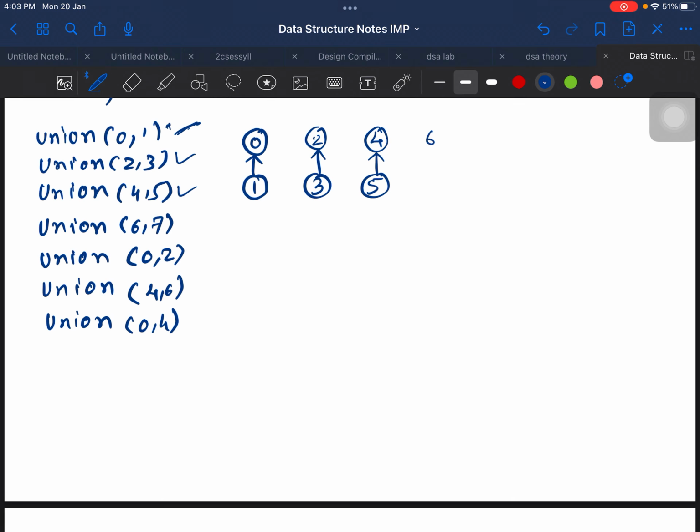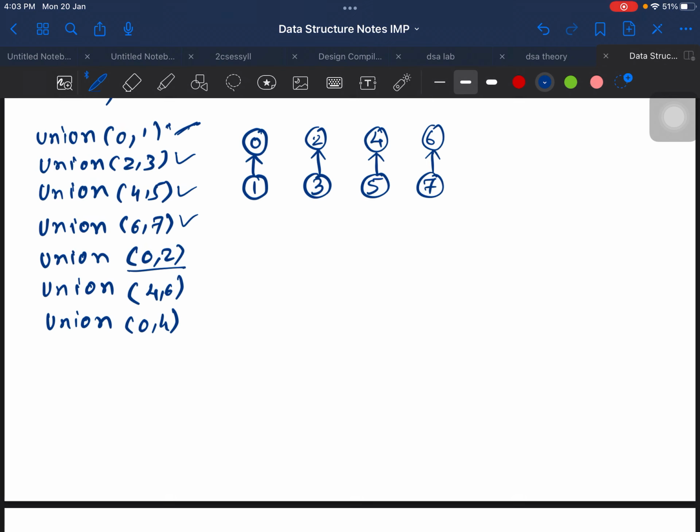Now next is 6 and 7. This is 6, this is 7. I am making 6 as a parent, that's why I am writing like this, 6 7. Now guys, next is union 2 comma 5, union 0 comma 2.